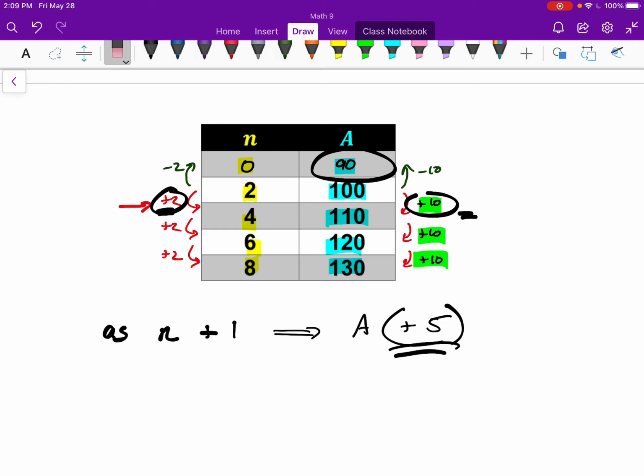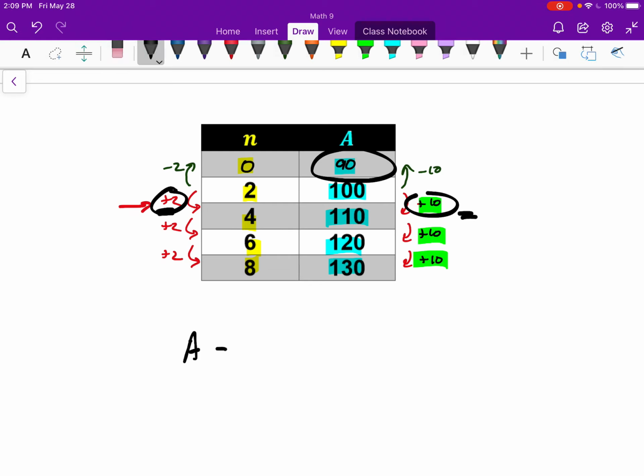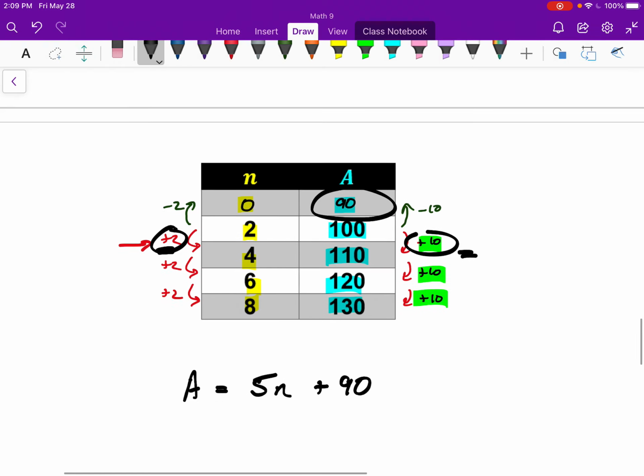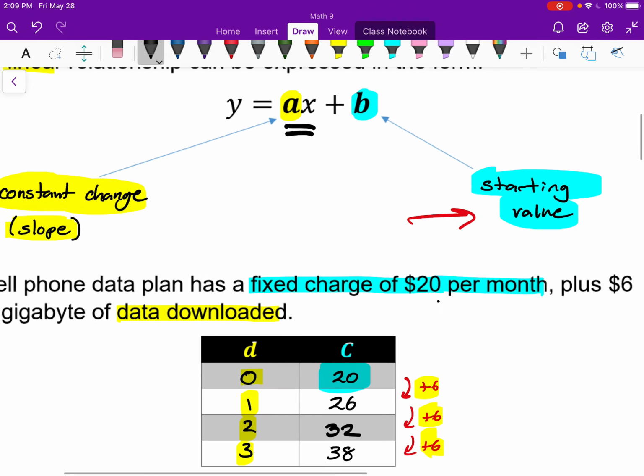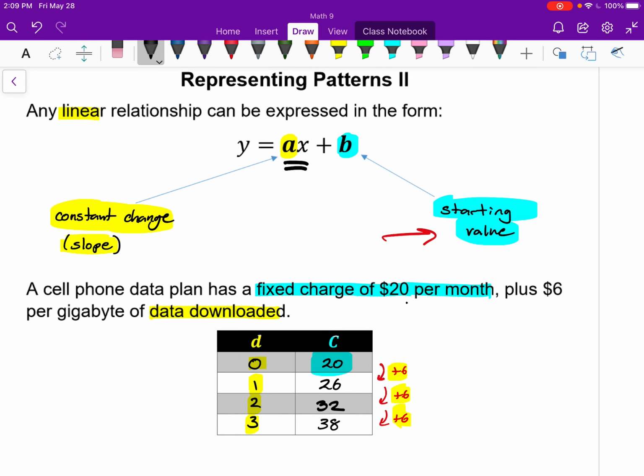All right, so 5 is my constant change. And so I can say for my equation, a, whatever a means, is the constant change, 5 times n in this case, plus my starting amount, 90. And so notice again, by having the values in my table go up by a value that's not 1, and by having my starting amount not shown, it makes it more challenging. But once I find the starting amount and determine the amount it goes up by for every 1, it comes together quite nicely. Because whenever you can find the starting value and the constant change, you can find your equation.